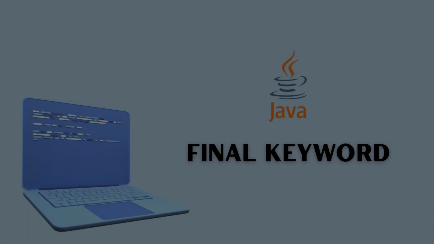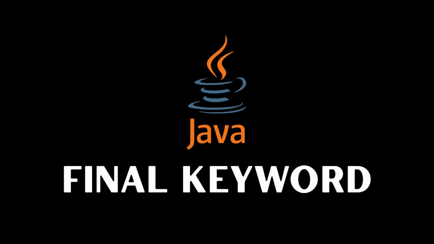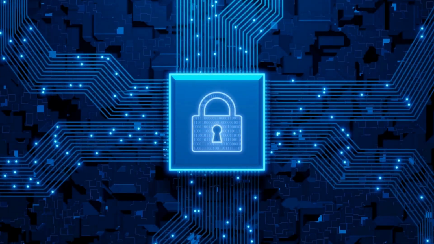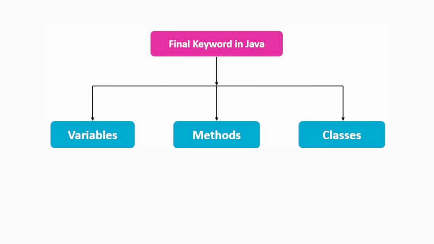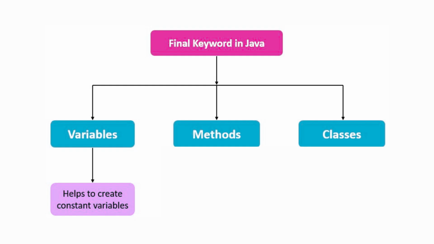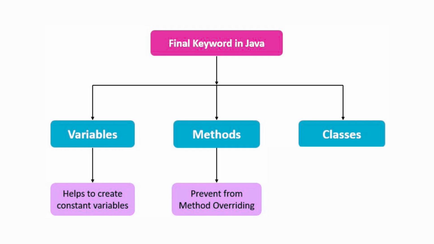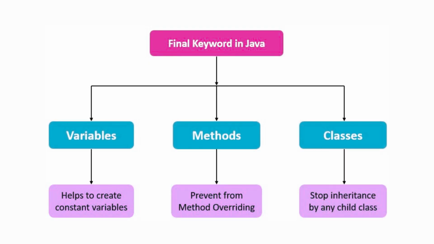To learn about the final keyword. So what does final mean in Java? Think of final as a big lock. Once something is marked final, you cannot change it. You can use final in 3 different ways: final variable, final method, final class. Final variable is like a value that can't be changed. It's like a constant. Final method, it can't be overridden by child classes. Final class, it can't be inherited.